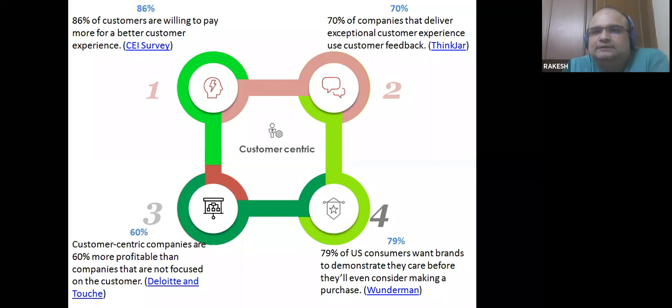70% of companies that deliver exceptional customer experience use customer feedback. You can think of Trivago as one example. Most travel booking engines provide ratings based on customer feedback and customer experience. Based on that, the rating comes, and based on that, our properties have better value.